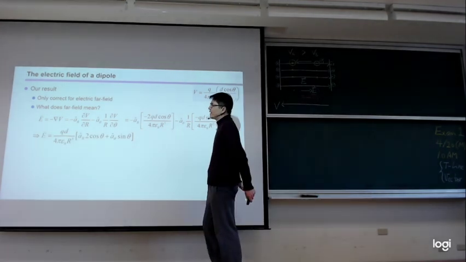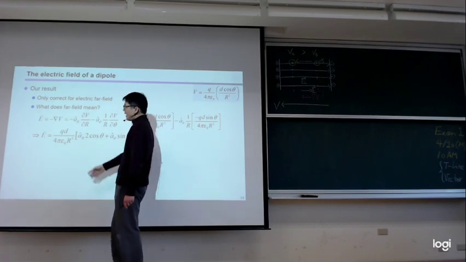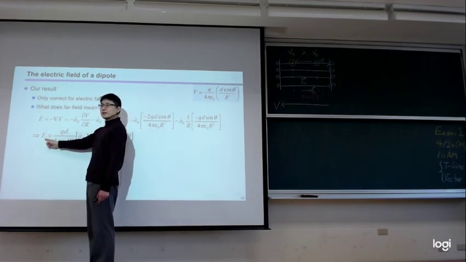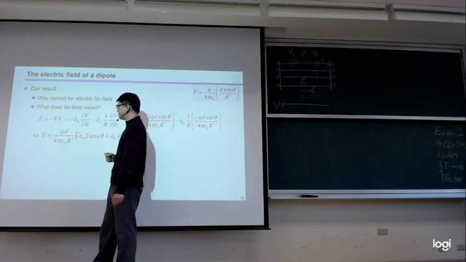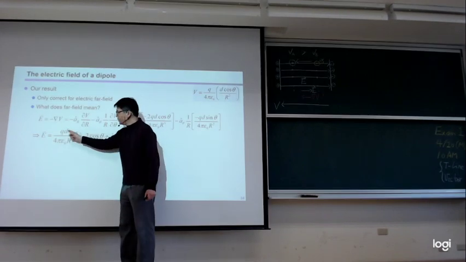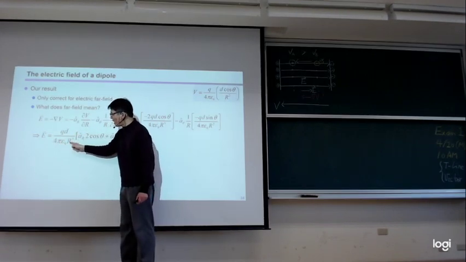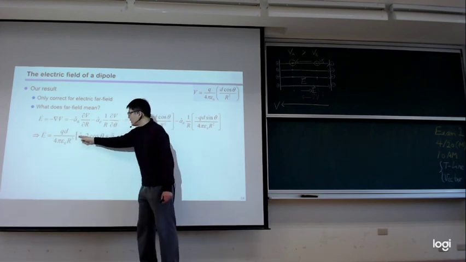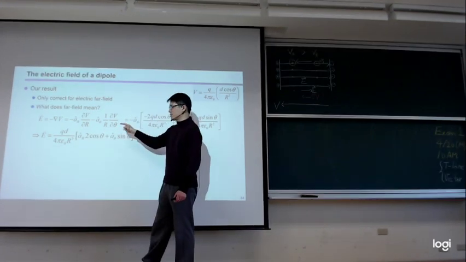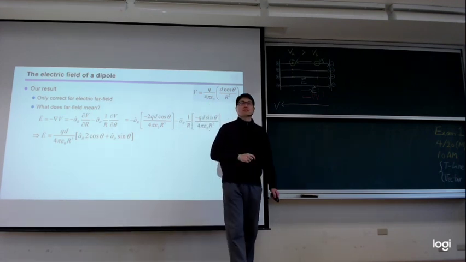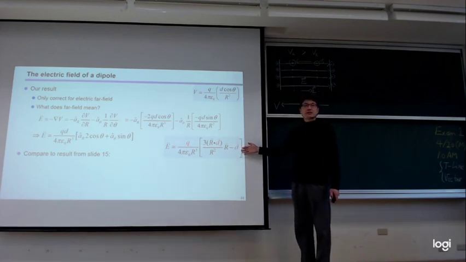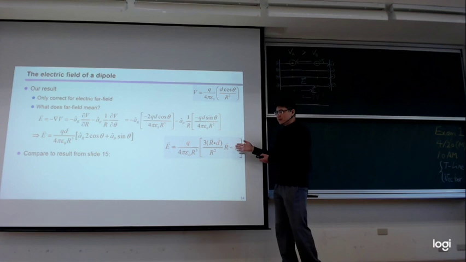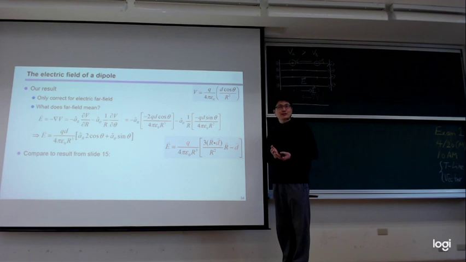So as I simplify, I have the E field intensity due to the dipole. It reads Qd divided by 4 pi epsilon 0 r cubed. But now I have these two contributions. Now if you compare that to what we derived on slide 15, they should be identical, right? Aren't they supposed to be identical?